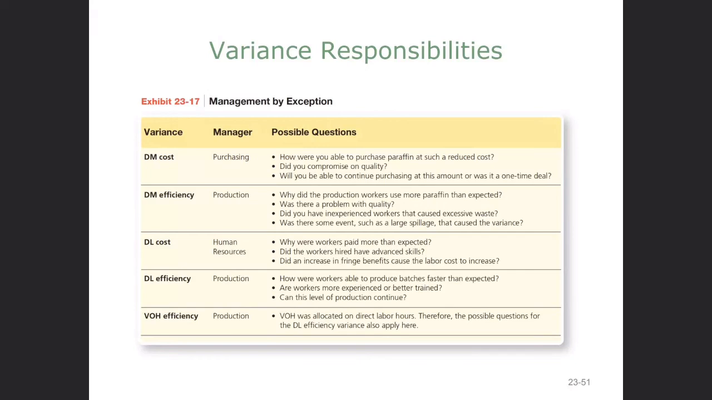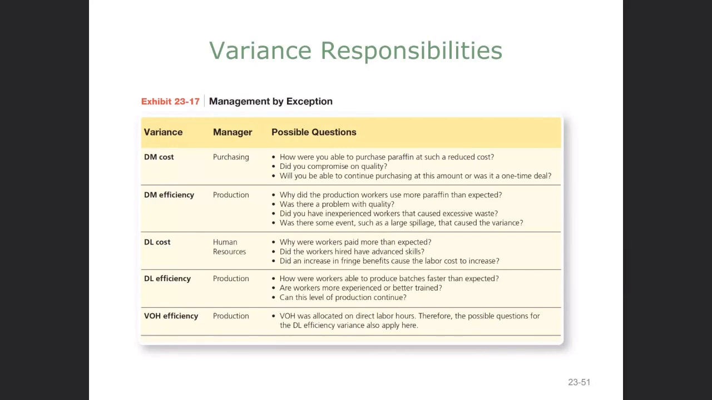Direct material efficiency, production manager. Some possible questions would be, why did the production workers use more paraffin than they expected? Was there a problem with quality? Did you have inexperienced workers that caused excessive waste? Was there some event such as a large spillage that caused the variance?